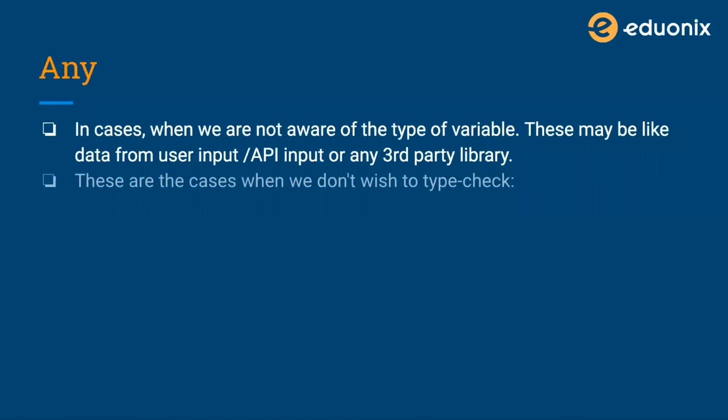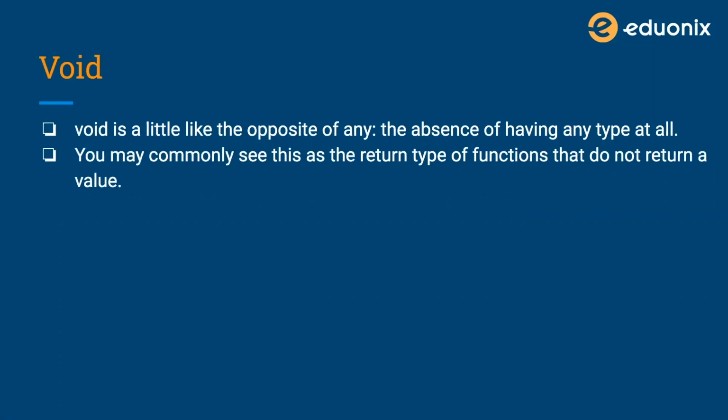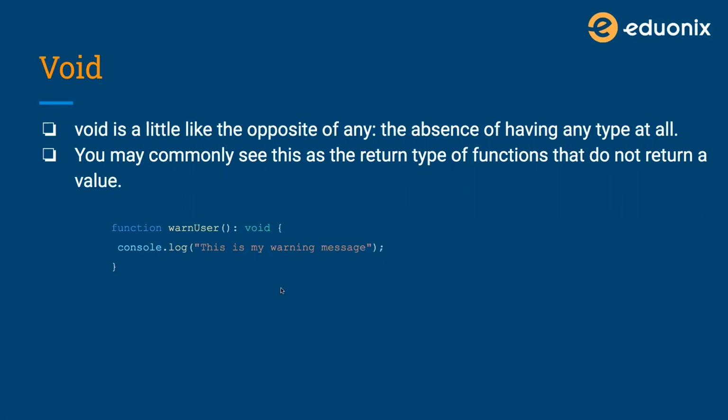We have discussed APIs and user input. We have already done this, and void. If we are not returning anything, like the hello world function, then it's simply void. Just like a function that does not return any value, like a warn user function, something of that sort, very plain warnings.